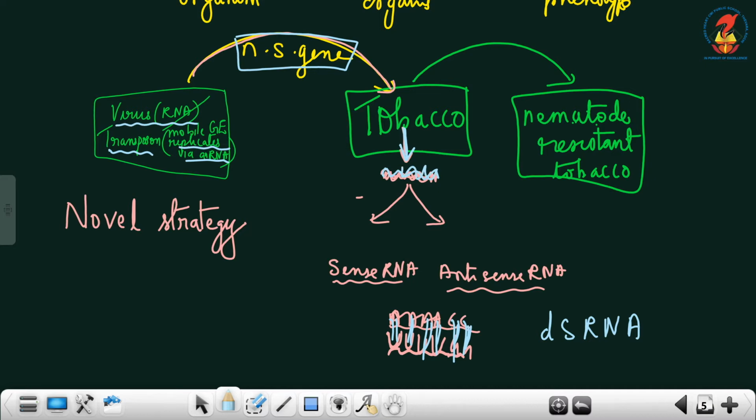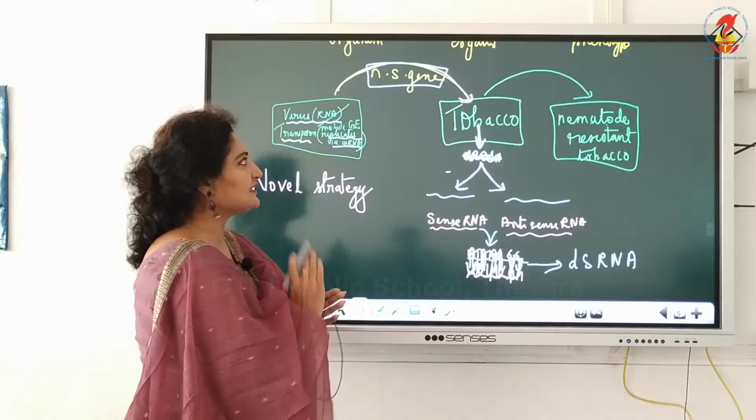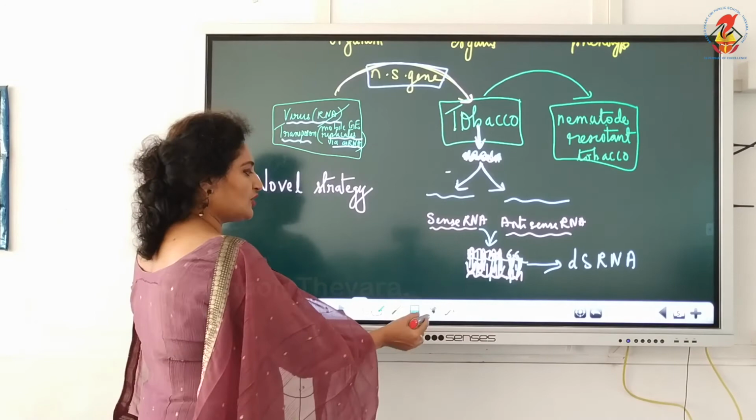It immediately forms two RNAs, sense and antisense RNA. That's why it's depicted by a wavy line. And sense and antisense RNA being complementary immediately form complementary base pairs to form the dsRNA. Up till here, is it clear? Definitely it will be clear, because it's purely application of biotechnology or rDNA technology.